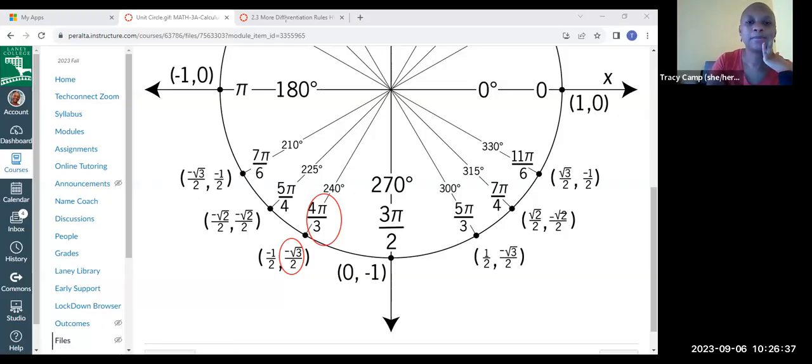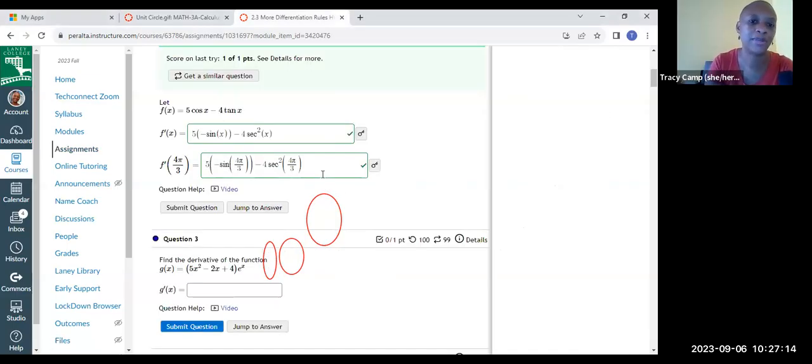And then secant, I think secant was the other part of our problem. Secant is 1 over cosine, and cosine is the x value. So cosine is negative 1/2 here. So you can replace that secant with negative 1/2. Or sorry, 1 over negative 1/2, because secant is 1 over cosine. So if you want, you can use these to get a different representation of your answer, but it's not necessary.